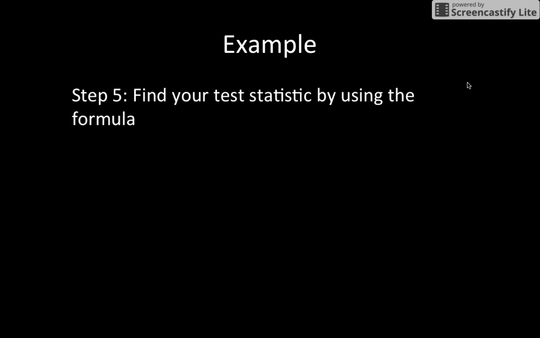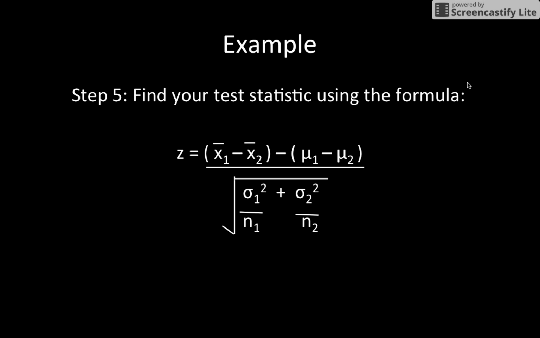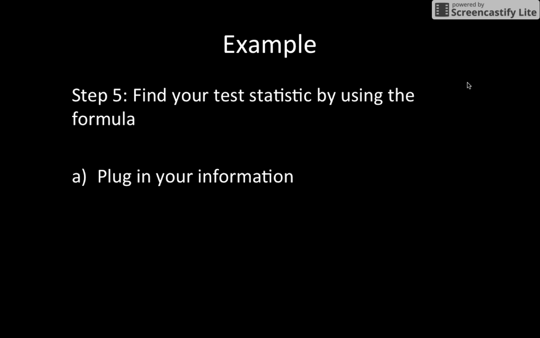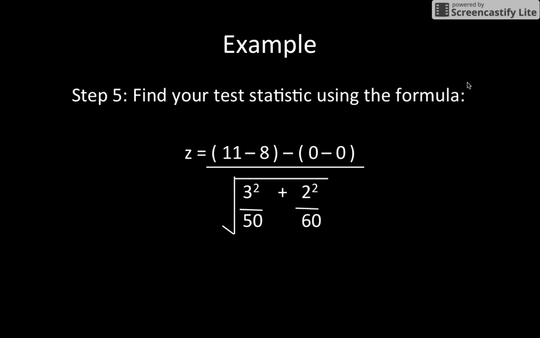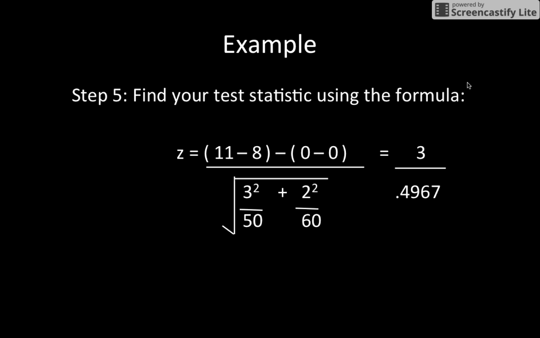Then you want to find your test statistic by using the formula. First you want to plug in all the information that was given earlier. This is what that will look like. And then you want to solve. So 11 minus 8 minus 0 equals 3. 3 squared over 50 plus 2 squared over 60 with the square root is 0.4967. When you divide that, you get z equals 6.04.